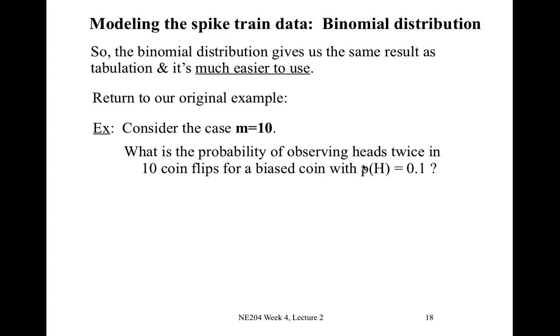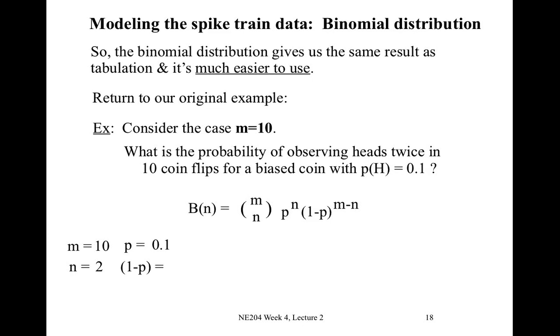So instead, we're not going to make this long tabulation list. Instead, we're going to use the binomial distribution, where we can consider the values that we need for m, n, p, and that's really all we need. So m in this case, the number of flips, is 10. We want to know n, the number of times that we observe heads. And in this case, we're interested in observing heads twice, so n equals 2. The probability of heads, we've said, is 0.1, and so the probability of tails, 1 minus p, is 0.9.